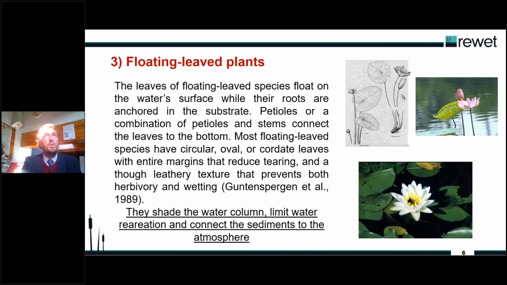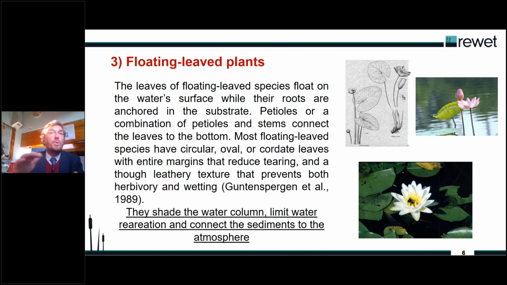The floating leaf plants are similar to the first category. They are not emerging, but they have leaves that are floating on the water surface. As such, they do photosynthesis outside the water mass. They take up CO2 from the atmosphere. They also connect with their big roots the sediment compartment with the atmosphere. But they have another role.